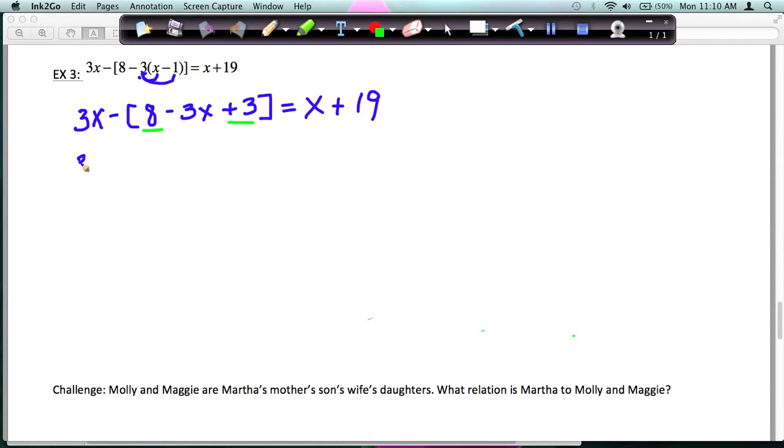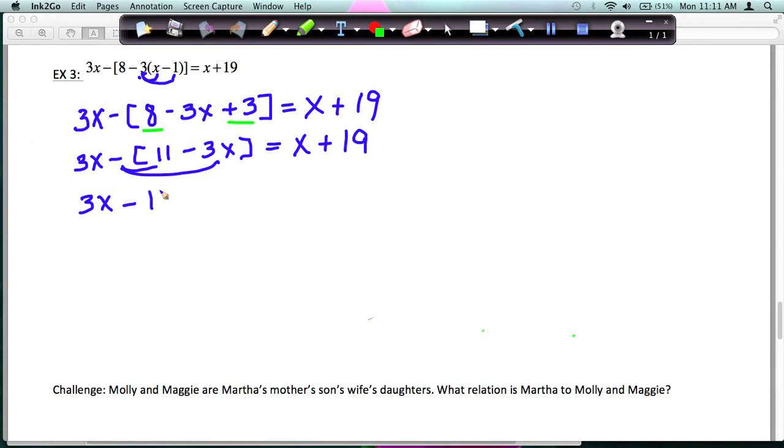So I'm going to go ahead and write 3x minus bracket. You could use a parentheses. It doesn't matter whether you use a bracket or parentheses. So 11 minus 3x equals x plus 19. Okay, so now I'm going to look at the outside of my parentheses or bracket here, and I have a -1, so I need to distribute this negative sign through my brackets. So when I do that, I get 3x minus 11 plus 3x, be careful with your signs, a negative times a negative is positive, equals x plus 19.